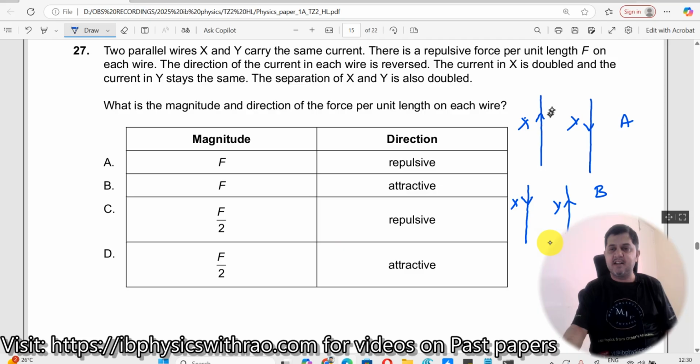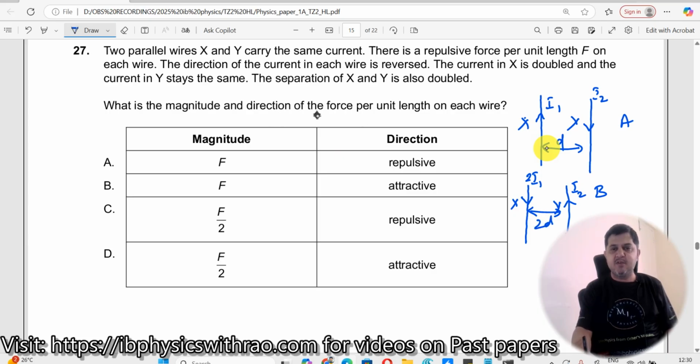Now the current here, let us say this is I, and here this became 2I. Let me say I1 and I2 here. So this is 2I1 over here, and in I2 nothing is changing. The current in Y remains the same. The separation of X and Y is also doubled. I wrote them much nearby, maybe it should have been much larger. This was D, this becomes 2D.